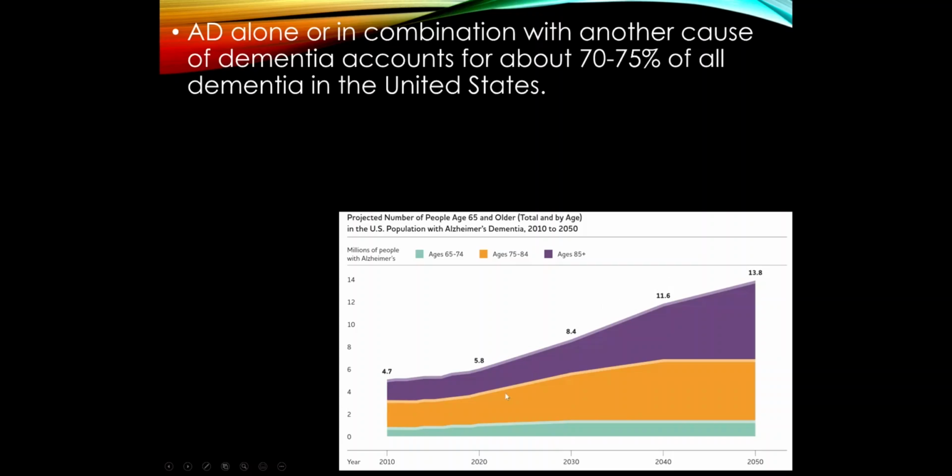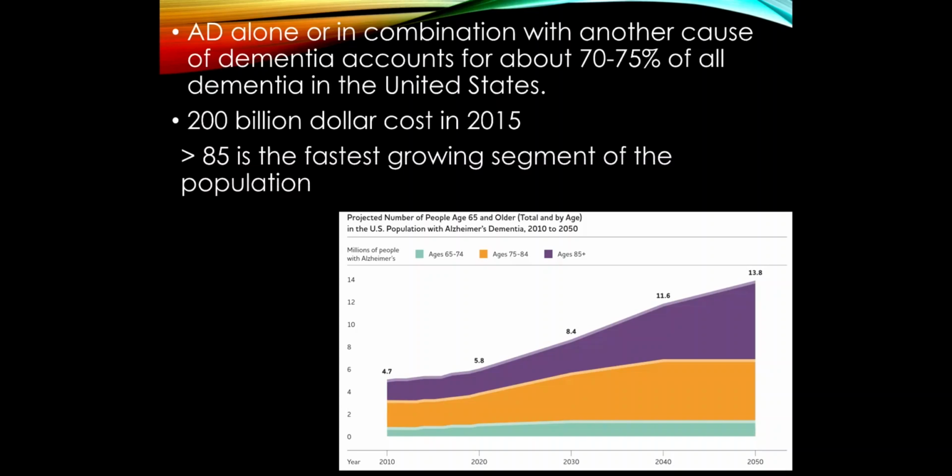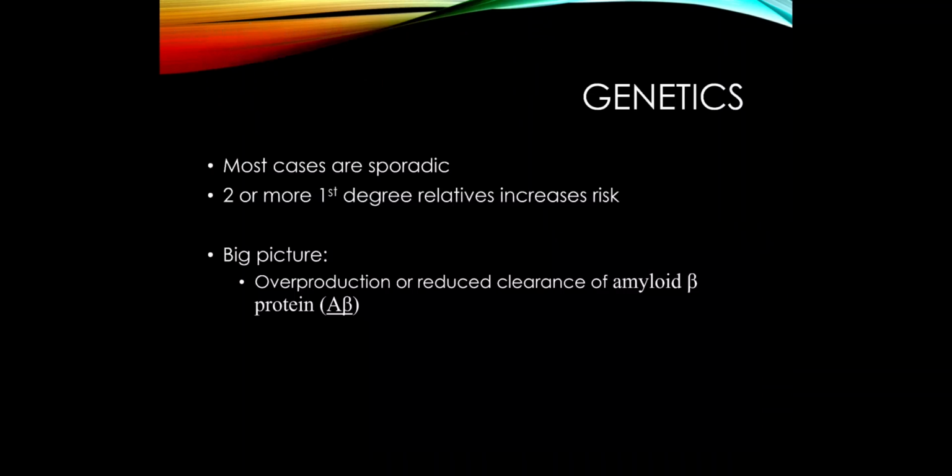All right, and so here we are in 2020 with roughly 5.8 million people in this country that have dementia, and we can see with the growth of individuals over age 85, as the population gets older, that it's projected that we'll almost triple the number of individuals with Alzheimer's by 2050. So there's a significant economic impact, $200 billion cost in 2015. That's only going to go up. And again, over age 85 is the fastest growing segment of the population.